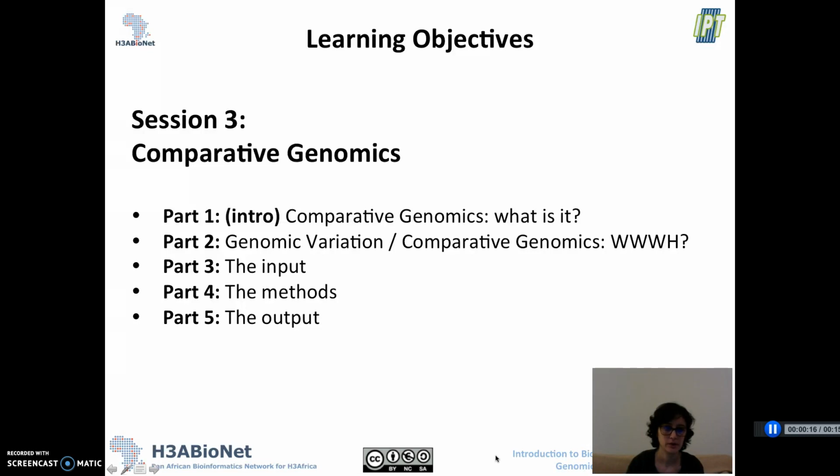So you have here the learning objectives for today's session. We will be seeing today what comparative genomics is all about in a first introductory part. Throughout the whole session, we will be taking a tour together of what comparative genomics is all about. We will start by asking very basic questions in order to understand genomic variation and then comparative genomics. Then we will be seeing the input that is needed for these analyses, the methods, and then the output.